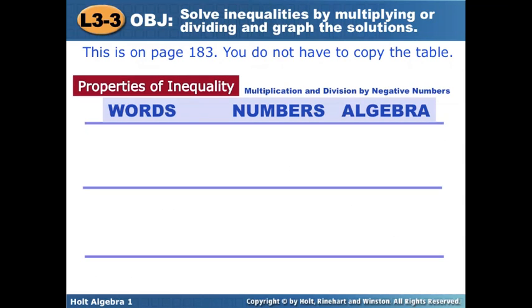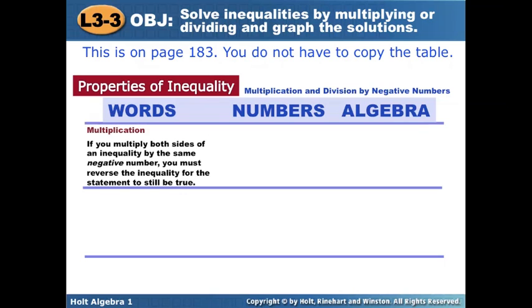Now let's look at the properties of inequalities with multiplication and division by a negative number. If you multiply both sides of an inequality by the same negative number, you must reverse the inequality for the statement to still be true. Let's look at an example of this. 8 is greater than 4, which is true. If we multiply by the same negative number on both sides, we now get that -16 is less than -8, which is true. Notice we had to flip the direction of the inequality symbol in order for the statement to stay true.